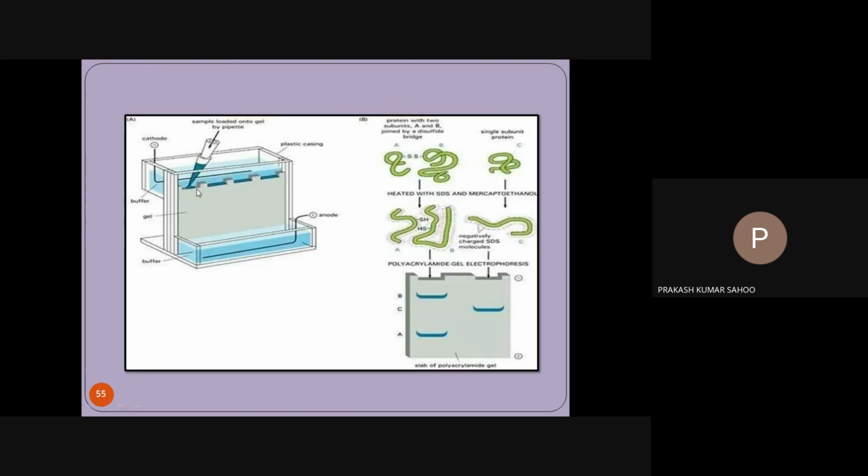Then these are some diagrams or mechanism of your SDS-PAGE, that is sample is, this sampling is done here. This is your anodic part, this is your cathodic part, and this gets separated by the mechanism of your electrophoresis.